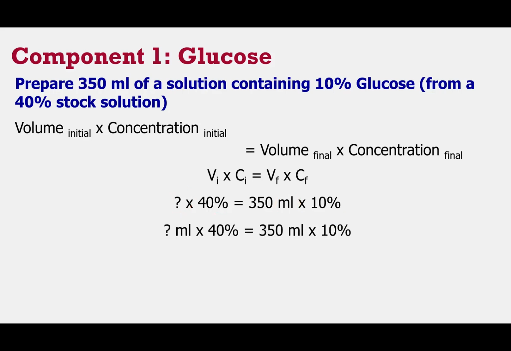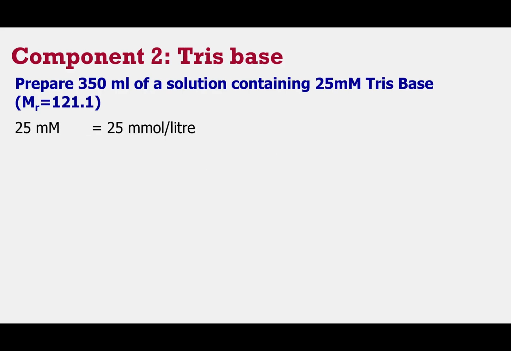So I can see then that my unknown in millilitres is 40% times 350 mils times 10%. I can work through the calculation, 350 times 10 divided by 40, and that gives me an answer of 87.5 millilitres. So the volume I need from my glucose stock solution is 87.5 millilitres. I can put that to one side. I can move on to the calculation for the second component, and that's the tris base.